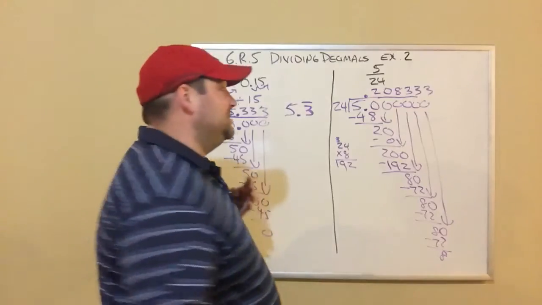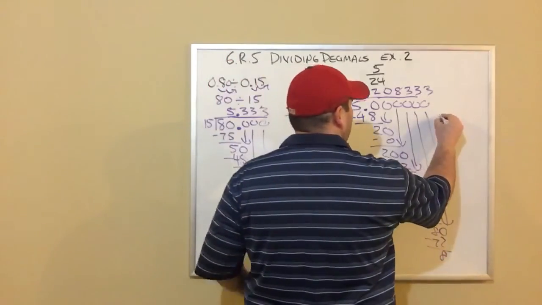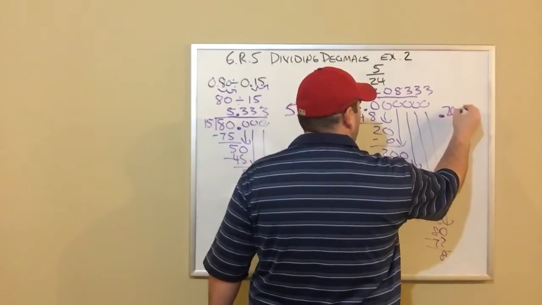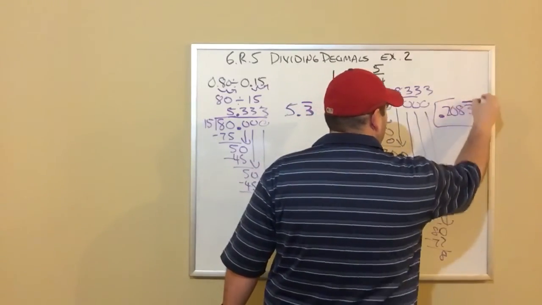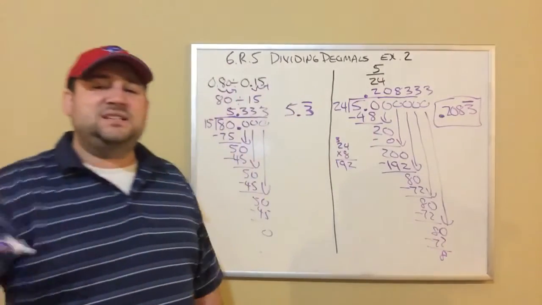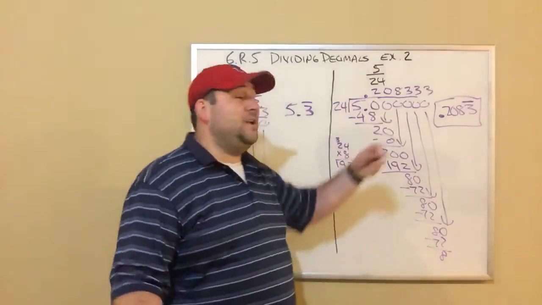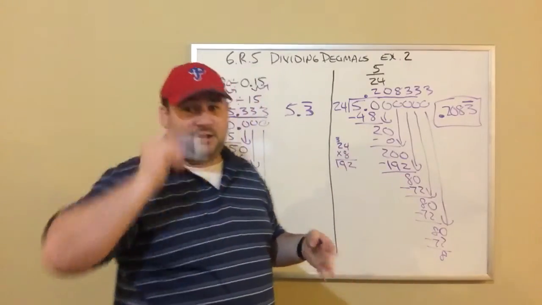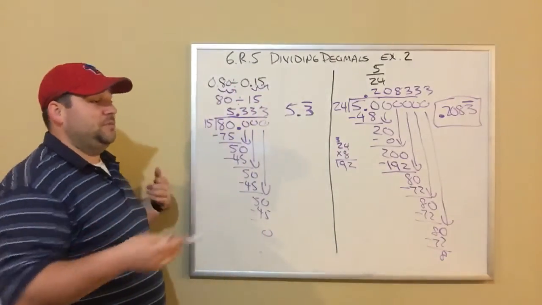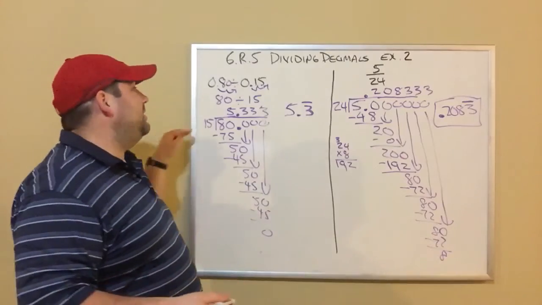So when we go to write our answer here, we're going to put 0.2083. The line is only over the 3, because the 3 is the only thing that's repeating. That 0.208 is not repeating. So it's just going to be 0.2083 with a line over 3 showing that that 3 repeats forever and ever and ever. All right, there's your 2 examples.